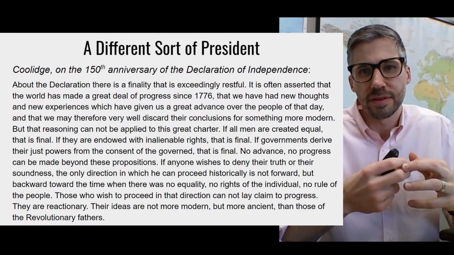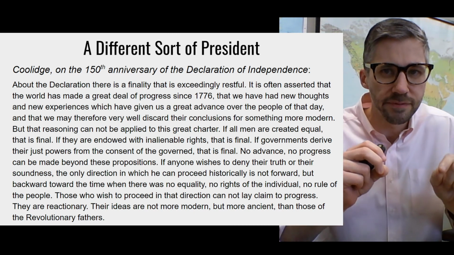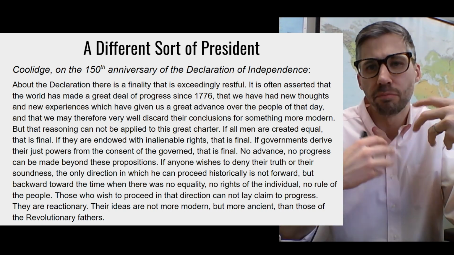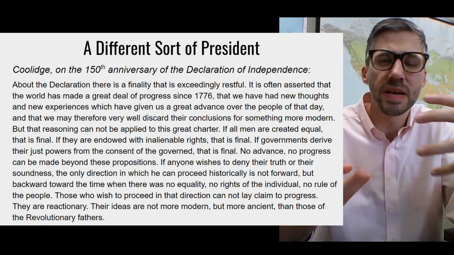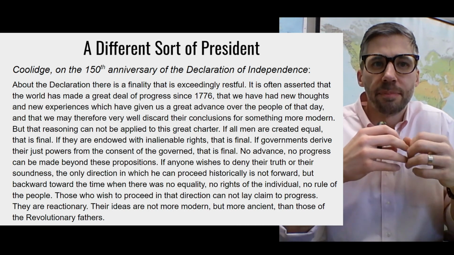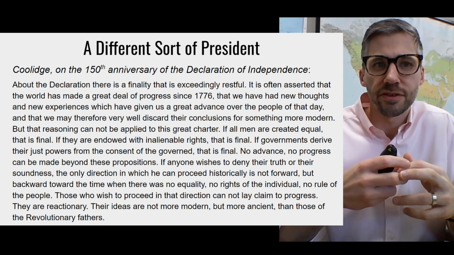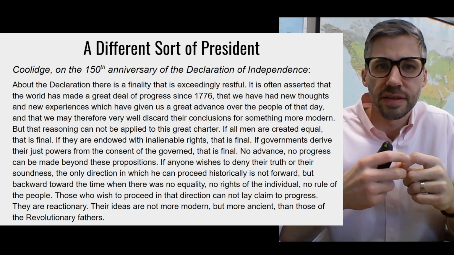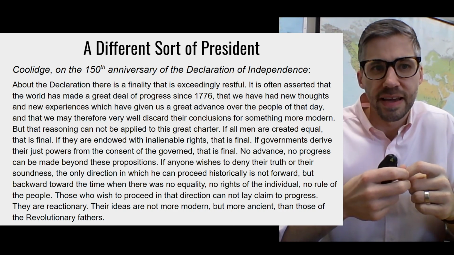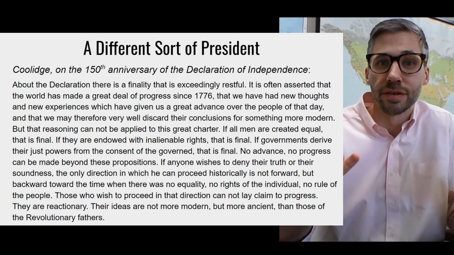At greater length, he commented here on the American founding. And this is sort of a bit of a rebuke to progressivism, and progressivism that says, like, we need to add more, or we need more must be done, right? Like more reform, more fixes, more this, more that, or we need to rethink the American founding. Coolidge just says, no, we just need to protect the founding. Coolidge said, about the Declaration, there is a finality that is exceedingly restful. It's often asserted that the world has made a great deal of progress since 1776, and that we have new thoughts and new experiences which have given us great advance over the people of that day. And we may therefore very well discard their conclusions for something more modern, right, like Wilson's New Freedom.